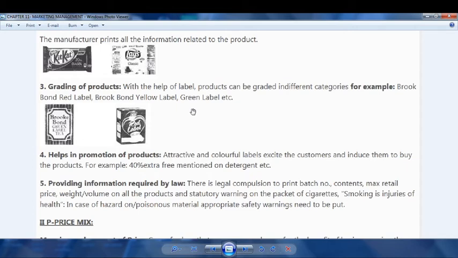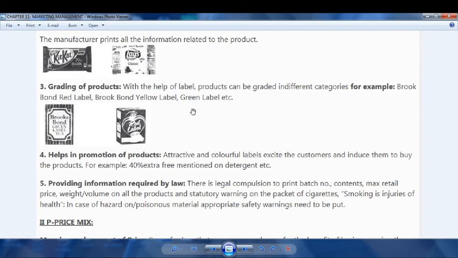And the last function of labeling is providing information required by law. There is a legal compulsion to print batch number, content, maximum retail price, weight, and volume on all products, and statutory warnings on packets of cigarettes: "Smoking is injurious to health." So we have seen that the law has also made certain things compulsory at the time of packaging. Labeling should be done of the batch number, content, maximum retail price, weight and volume.